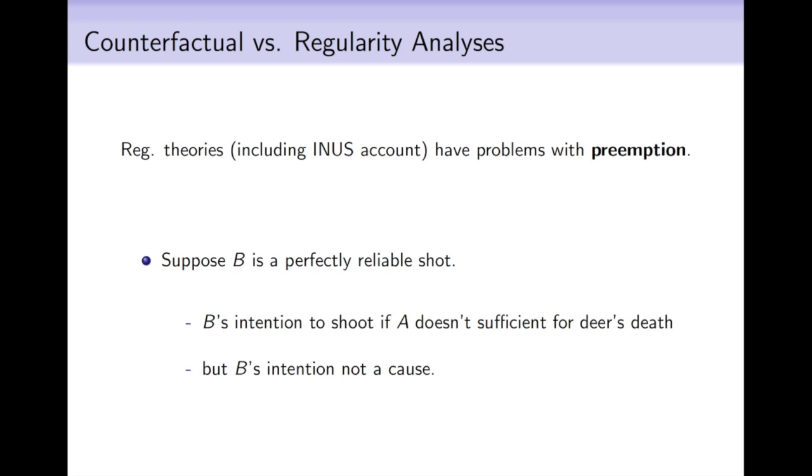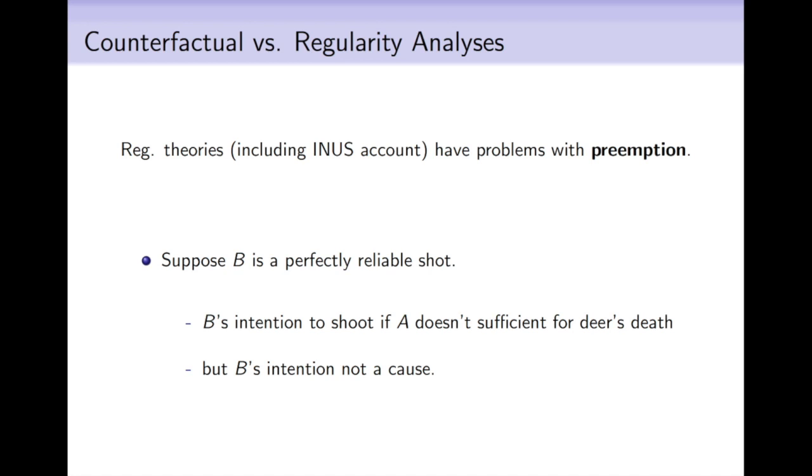Then we've got the issue that Bob's intention to shoot, if Alice doesn't, is going to count as an INUS condition of the deer's death. So the fact that Bob intends to shoot if Alice doesn't, and he's a perfectly good, perfectly reliable shot, is basically enough already to guarantee that the deer's going to die one way or the other. It's sufficient, in other words, for the deer's death, because it means that the deer's definitely going to die one way or the other.